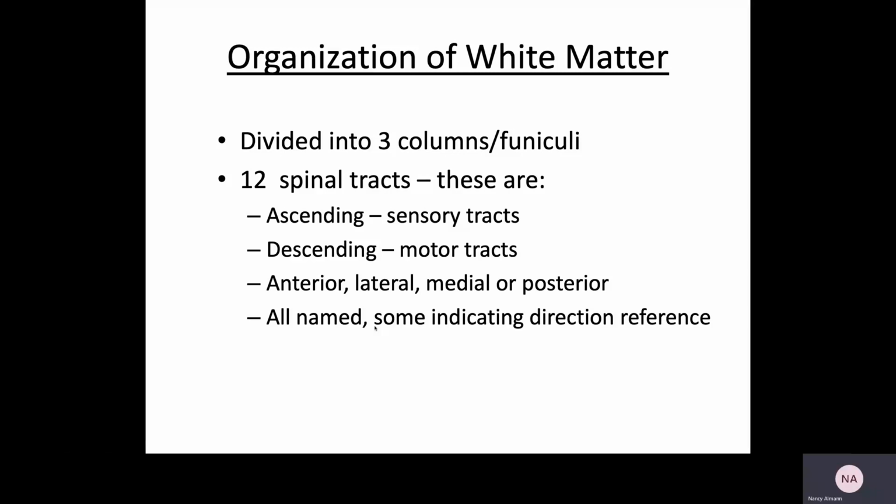Ascending is afferent. Descending tracts will be motor tracts. That will be efferent information, outgoing information. And they'll be located in various parts of the white matter, and we'll talk about that in another section. And all will be named. Some will be conveniently giving you some directional reference, and therefore you can figure out whether or not they are sensory or motor tracts. Stay tuned on that.